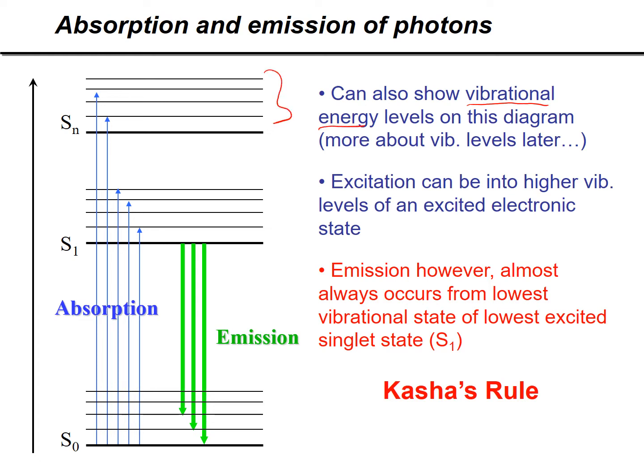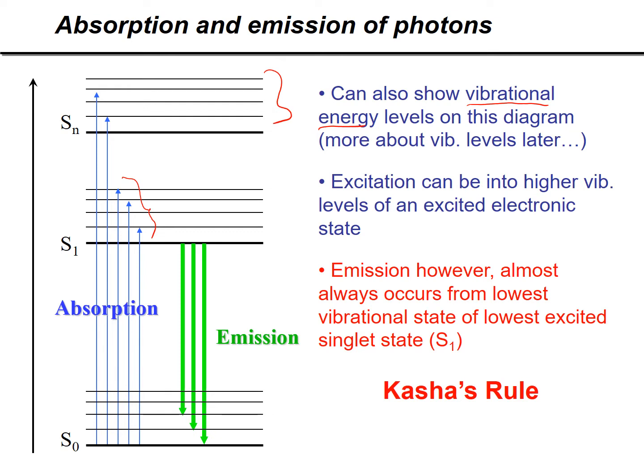So the thick black lines are the electronic energy levels, and within each electronic level there are a series of smaller vibrational energy levels, and we're going to talk a lot about vibrational energy levels later on when we talk about infrared spectroscopy. Now, excitation, absorption of a photon can go into a higher vibrational level of an excited state. So you can see here where it's drawn. These transitions are ending up in higher vibrational levels within S1.